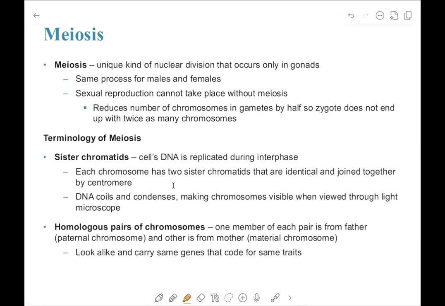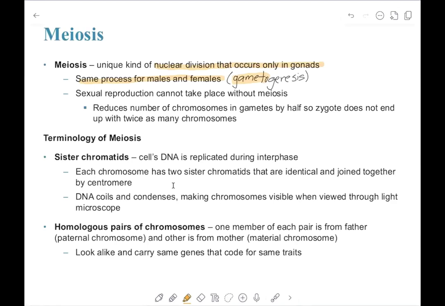In this slide, we are going to talk about meiosis. And meiosis is a very unique kind of nuclear division that occurs only in the gonads. And it's the same process for males and females. So we refer to this also as what is called gametogenesis. And gametogenesis is a general term that refers to both spermatogenesis and oogenesis.